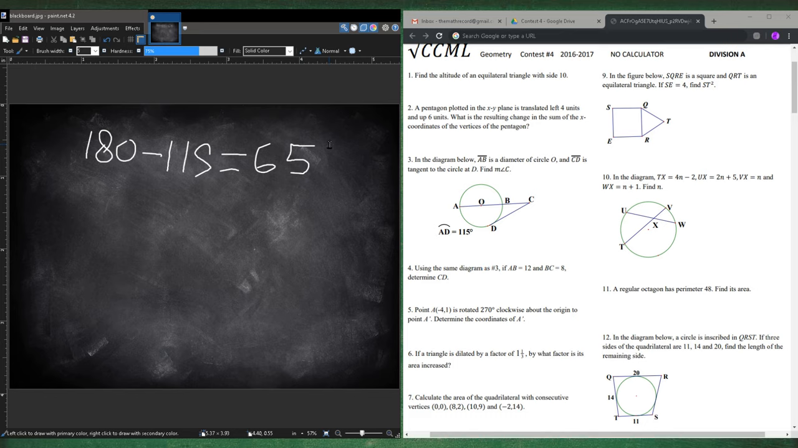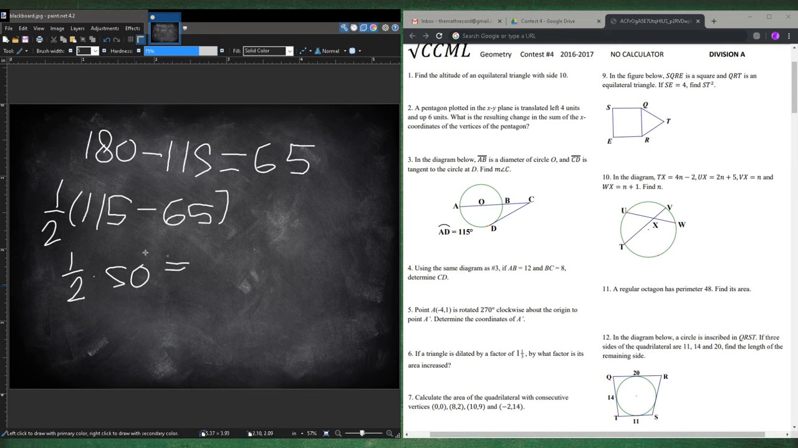because this is 115, this is 180, right? So BD is 65. So AD is 115, minus BD, which is 65, and then you halve it. That's the formula for how to do it. So basically, you have 1 half times 50, which is equal to 25. So angle C is 25 degrees.